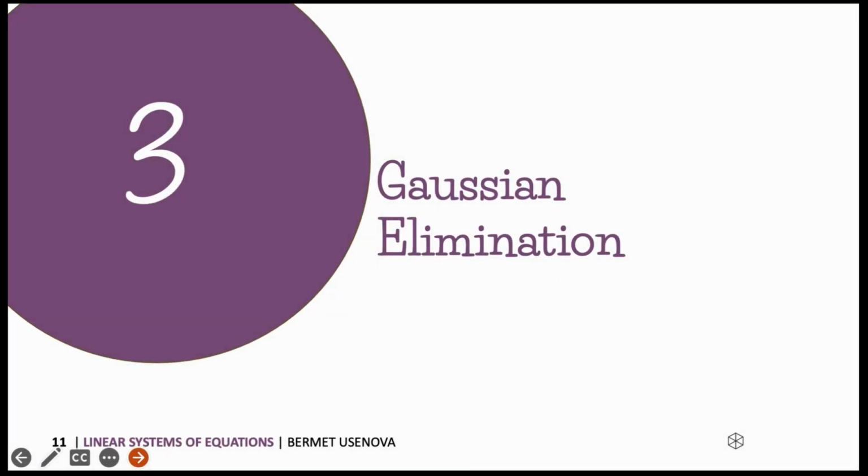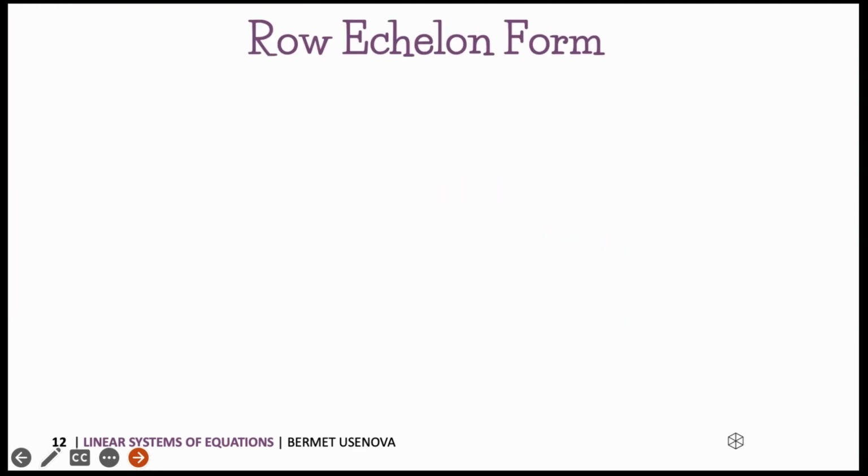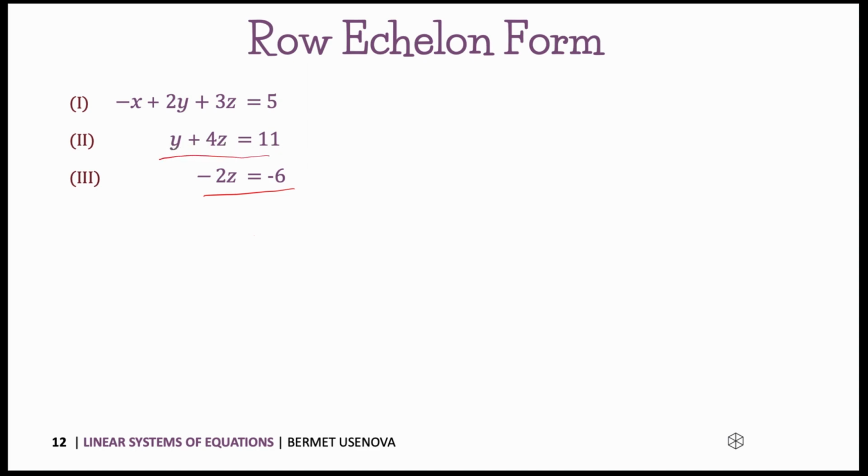To start with Gaussian elimination, we will introduce the row echelon form. A linear system is said to be in row echelon form if in every equation at least one variable is present that is not represented by any following equations. Like here. Here we have z, here we have y and z, and here we have all three unknown variables. So this is an example of a system in row echelon form.